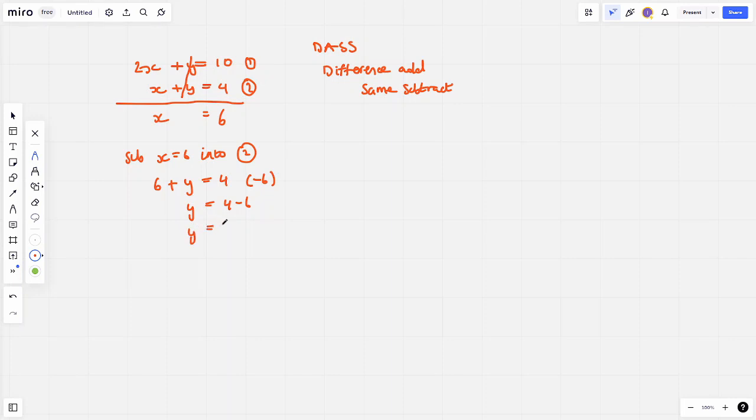y equals minus 2. So we can check that by substituting x equals 6 and y equals minus 2 into any equation. Let's just do equation 1 as we've not used it yet. So 2 multiplied by 6 plus minus 2 should equal 10. So we've got 2 times 6, which is 12, minus 2, which equals 10. So that's a tick mark and it works out.